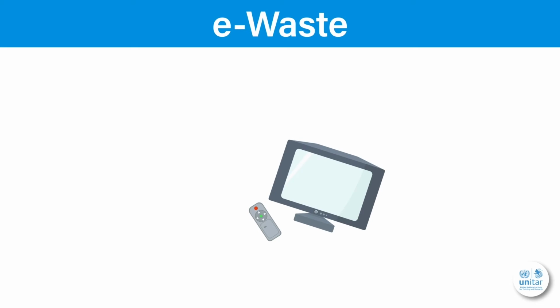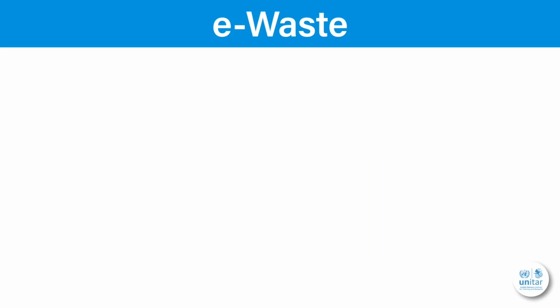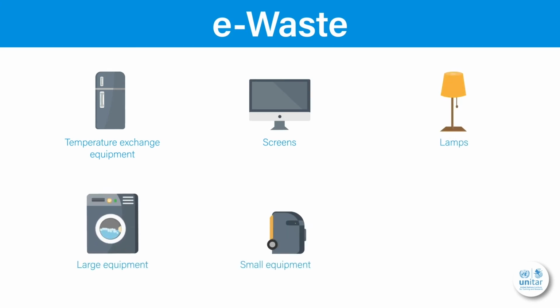Now let's talk about e-waste. Electronic waste, or e-waste, refers to all items of electrical and electronic equipment (EEE) and its parts that have been discarded by its owner as waste without the intent of reuse. The definition of e-waste is very broad and covers 6 waste categories: temperature exchange equipment, screens and monitors, lamps, large equipment, small equipment, small IT and communication equipment.